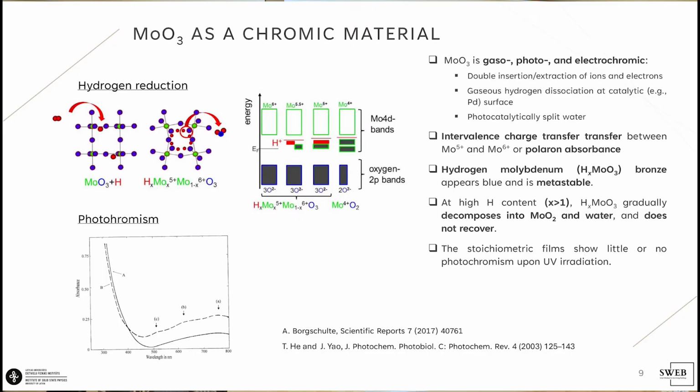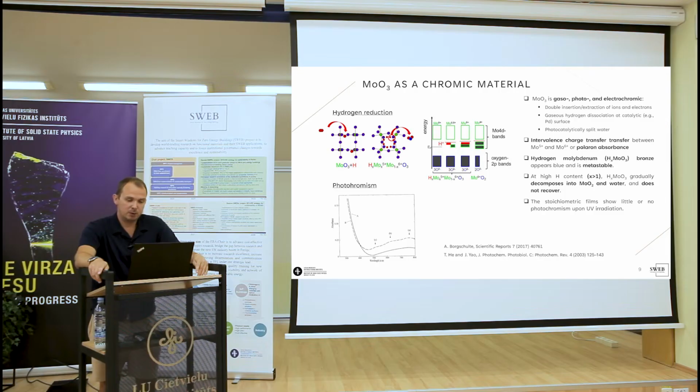And this increased absorption is explained by intervalence charge transfer between molybdenum 5+ and 6+, or polaron absorbance is also considered. In gasochromic applications, we must have a catalytic compound so that the gas is split, and then ions can intercalate into the molybdenum trioxide to reduce molybdenum again. In principle, if we split hydrogen, then again we are producing molybdenum bronze.